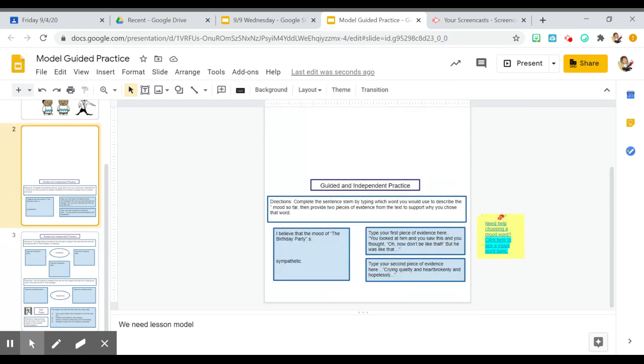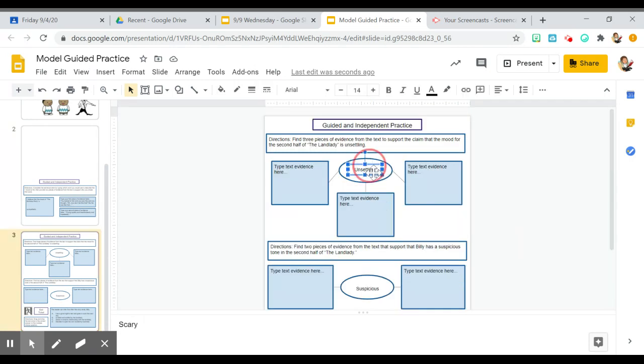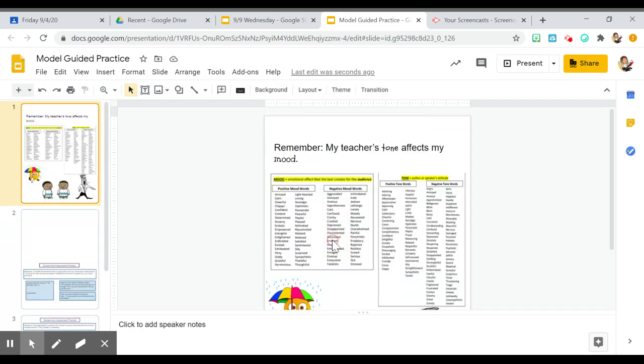Okay, now I'm going to look at the independent practice. I'm going to do almost the exact same thing, but I'm going to add the tone. The tone is how the author feels. So I'm going to go back to my anchor chart and look at the tone side. The tone is how the author or the speaker feels. So I'm going to think about, how did the author feel about this topic? And I'm going to say that it was awkward and tense.